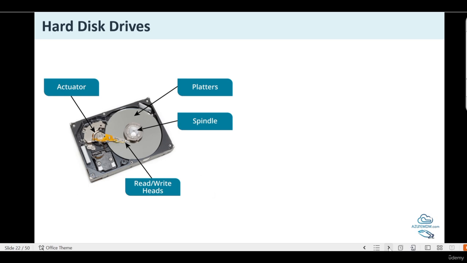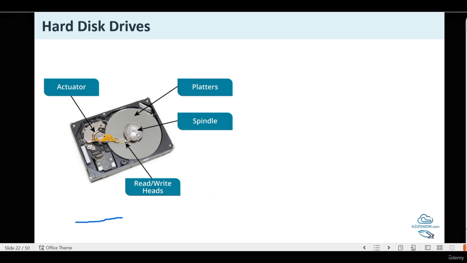A read-write head moves over the disk to access or save files, much like a record player. You can observe in this diagram, it is a diagram of a hard disk drive. It looks like a record player.